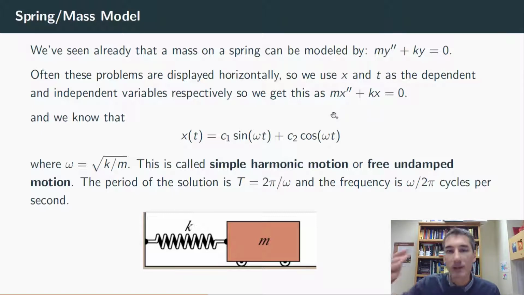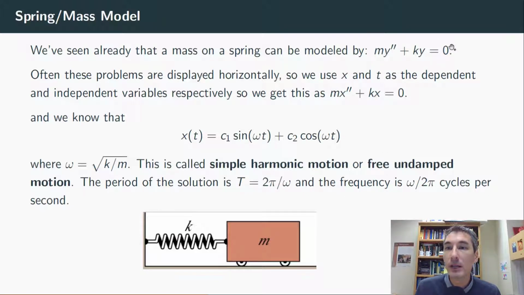And in the previous chapter, we already saw that you can solve this thing. And in this case, you just get a sine and a cosine function. So c1 sine omega t plus c2 cosine omega t is the general solution. And omega in this case is root k over m. It's just based on the coefficients here. And the solving of that comes from running this through the characteristic equation and so on. We call this simple harmonic motion or free undamped motion.